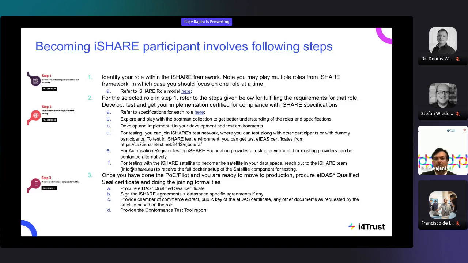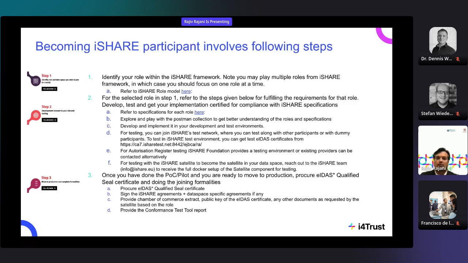iSHARE also has a test network where you can first register your test servers and run this whole use case on a test environment. For that, we provide various components like a test authorization registry and test satellite where you can register as a participant. Also, we can issue you a test EIDAS certificate. You can request it yourself using the link mentioned here, so that you can use that during testing of your implementations, basically.